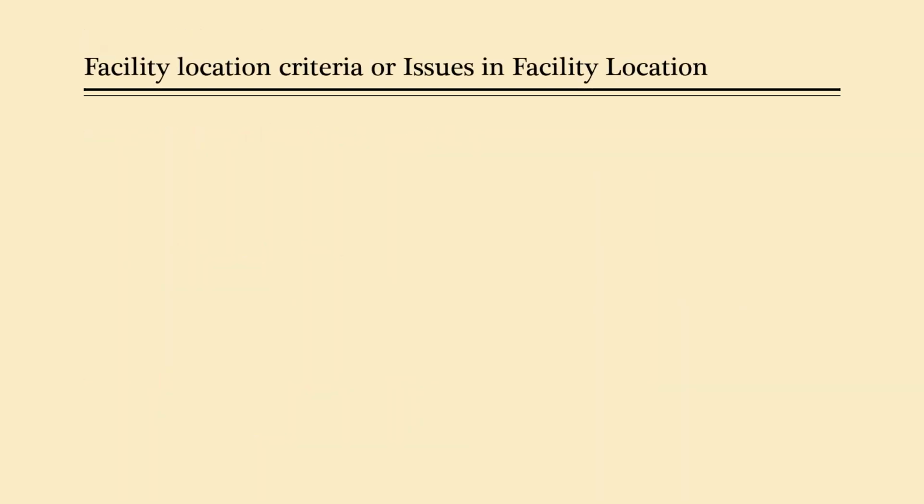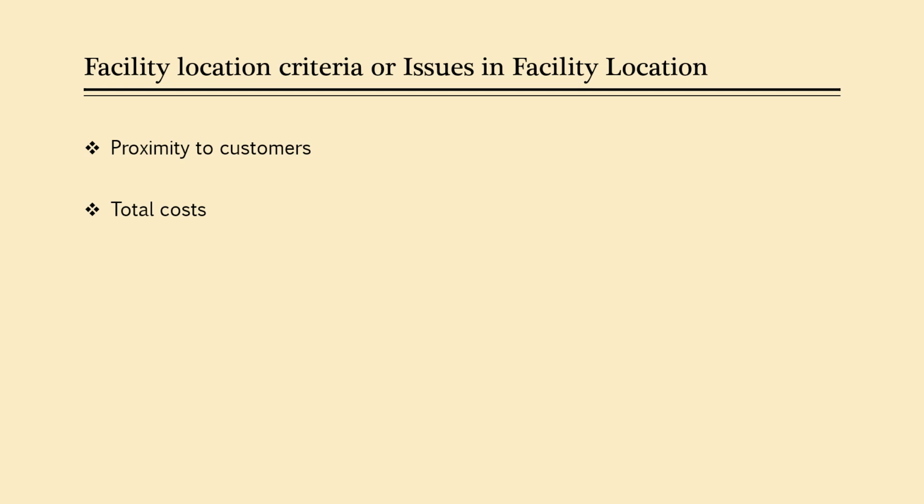Now let's look at the facility location criteria, or what are the issues facing facility location. The first one is proximity to customers. Proximity to large target market is crucial for business. Being close to customers can reduce transportation cost and it will minimize the lead time, as well as it may be able to enhance the customer service. Understanding the demographics and distribution channels to the target market is essential for choosing the right location.